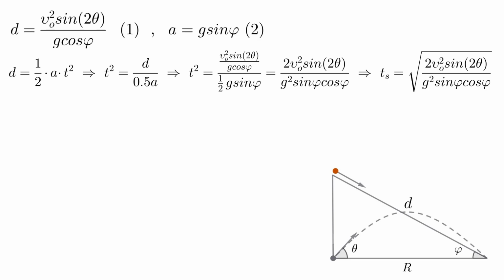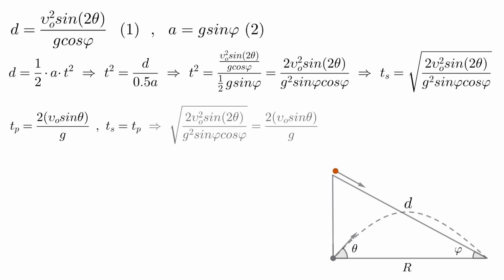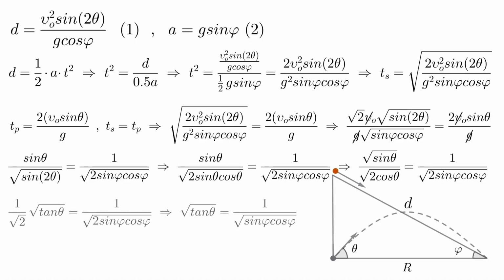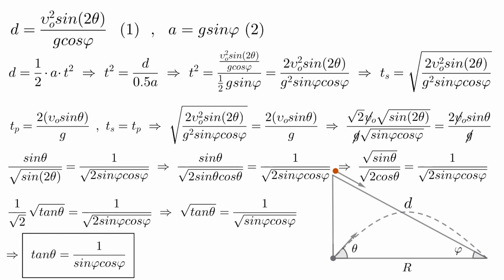So let's now find the time of flight for the projectile. Well, there's already a formula for that, which is 2 times v naught times sine of theta over g. Since these flight times are equal, we equate them, so we get the square root of 2 times v naught squared times sine of 2 theta over g squared times sine of phi cosine of phi equals 2 times v naught sine of theta over g. And we do the calculations and all the algebraic simplifications, and we end up with tangent theta equals 1 over sine of phi cosine of phi.